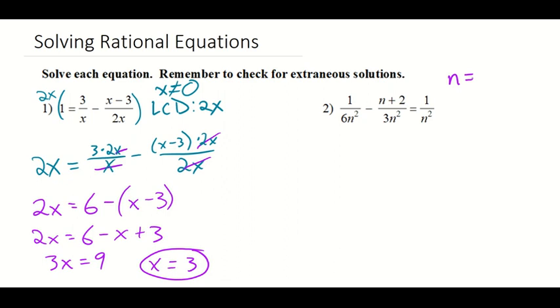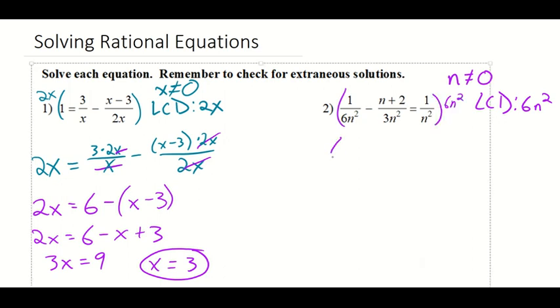So here, n cannot equal 0. So our least common denominator, we look for what they have in common. Coefficient-wise, our least common denominator is 6 because 3 is a factor of 6. And then they all have n squared. So it's going to be 6n squared, and that is what we are multiplying both sides of this equation by.